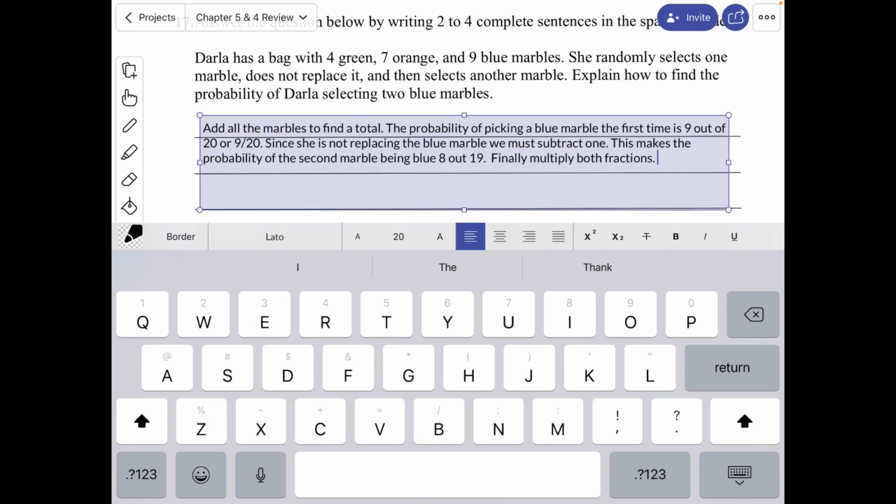Add all the marbles to find a total. The probability of picking a blue marble the first time is 9 out of 20, or 9/20. Since she is not replacing blue marble, we must subtract 1. This makes the probability of the second marble being blue 8 out of 19. Finally, multiply both fractions. You don't even have to tell me an answer. That's just, you have to explain how.